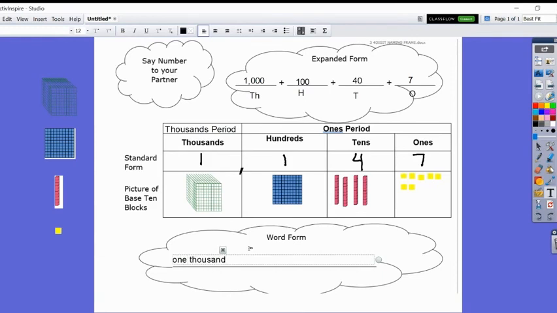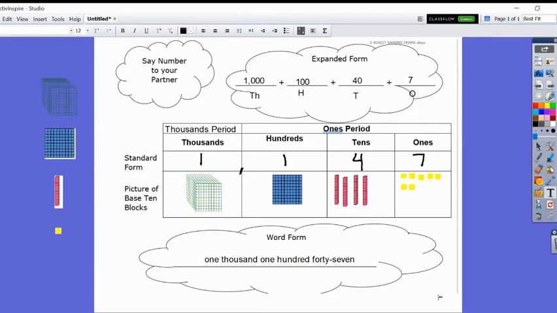We don't need to put a comma when it's words. Then we go to the hundreds. How do you say this number? 100. And then the tens and the ones. How do you say that combined? 47. So you're going to write 40-7. The way that we say this number out loud is 1,147. Make sure that you're writing that down.